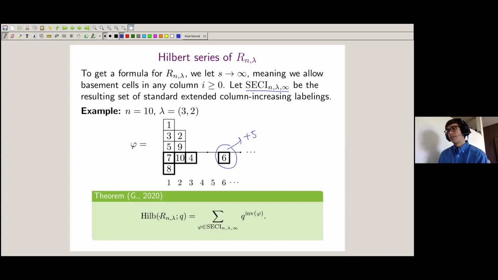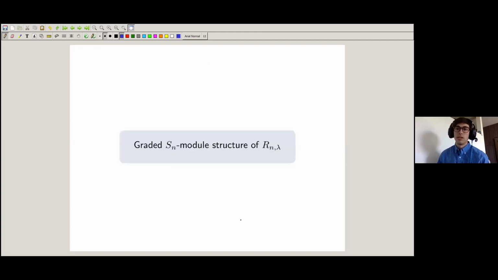And the Hilbert series of R_{n,λ} is just the q-generating function over all of these objects, where the inversion statistic is the same one as before. So now let me talk about some of my main results, the first being a graded symmetric group module structure of this ring.